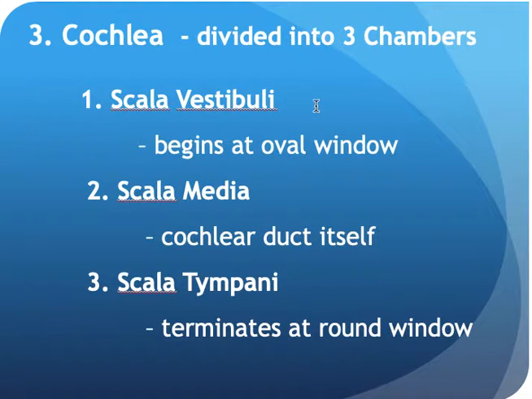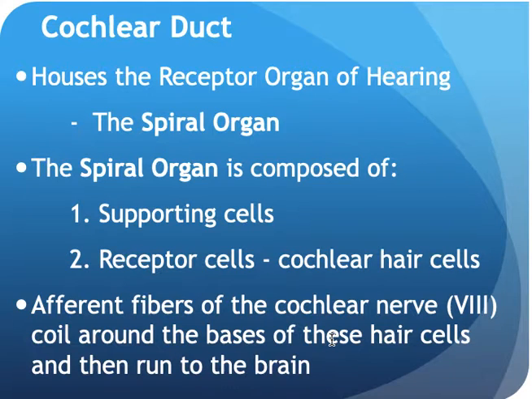Your cochlea, again, is going to be more my hearing, and it's going to have three chambers. Scala vestibuli starts at the oval window. Scala media is going to be the actual cochlear duct, and then the scala tympani is going to be the part that terminates at the round window. And again, we just want to find these on the little picture here in a second.